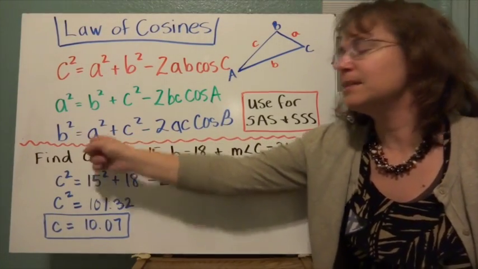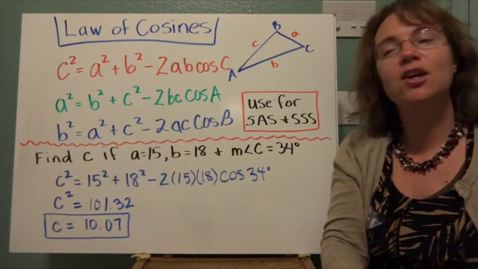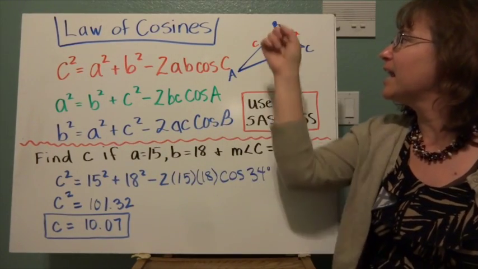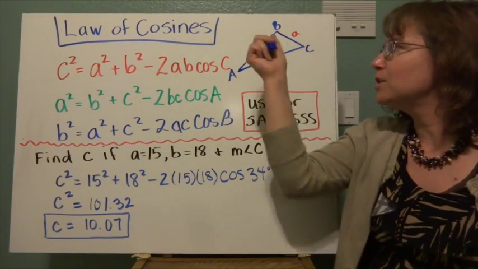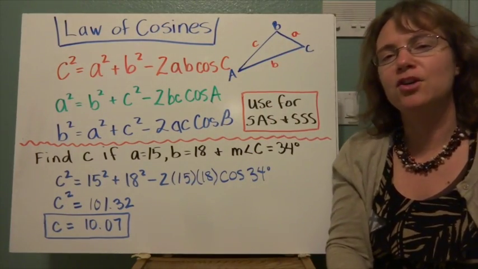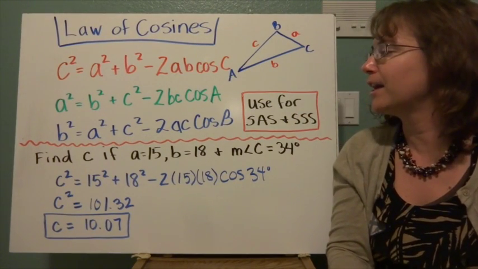Or we could rewrite it as b squared equals a squared plus c squared minus 2ac cosine of b, that angle across from my side length. So I want to use the law of cosines when I know a side angle side or a side side side, and it's very helpful to solve that triangle.